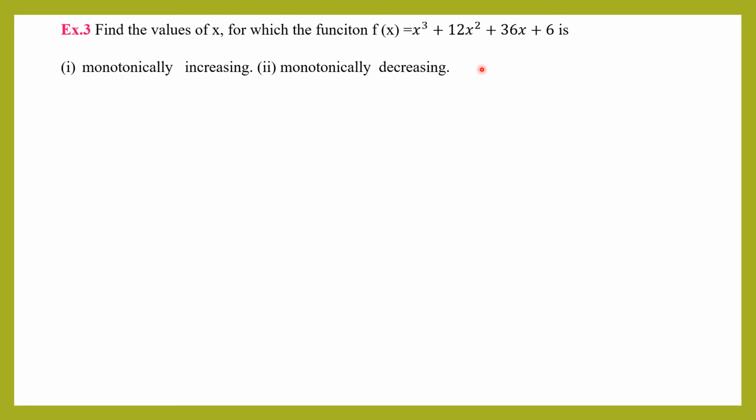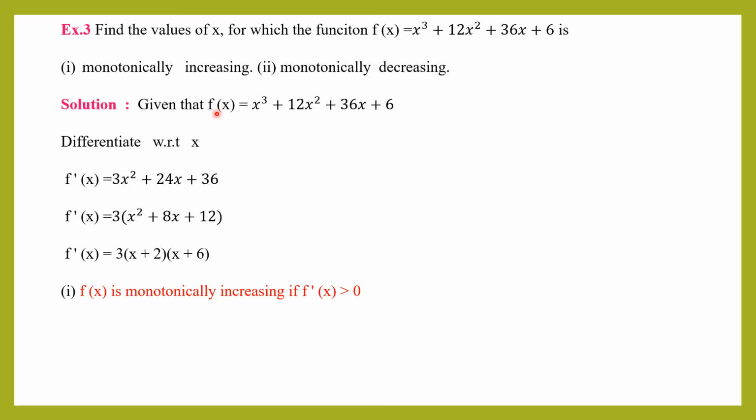Therefore, take its first derivative greater than or equal to 0 or less than or equal to 0. Solution. Given that f of x equals x cubed plus 12x squared plus 36x plus 6. Differentiate with respect to x.